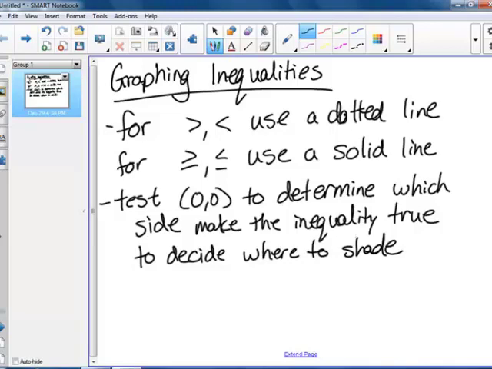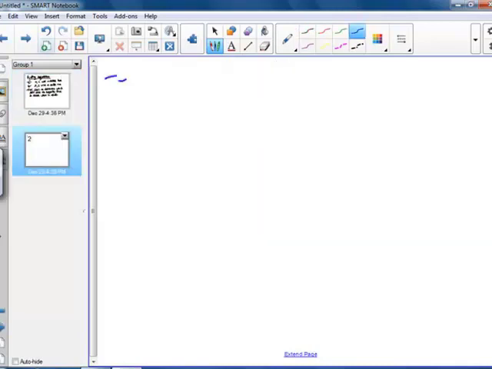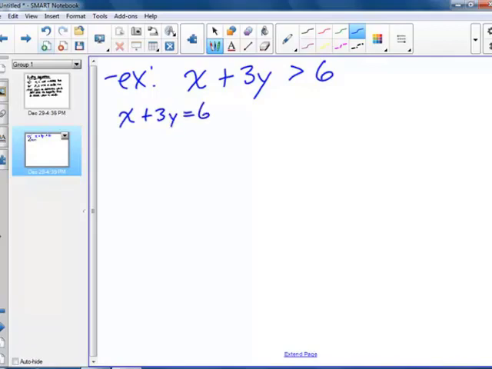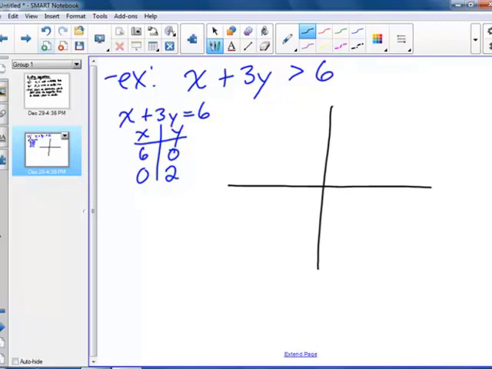So, for example, if we had x + 3y > 6. Let's graph this just like we would graph x + 3y = 6 and use the intercepts, might be quick. So when y is 0, x is going to be 6. When x is 0, y would be 2. Now I'm going to have to remember to use a dotted line because it's just greater than. So I have the points (6, 0) and (0, 2). I'm going to use a dotted line.